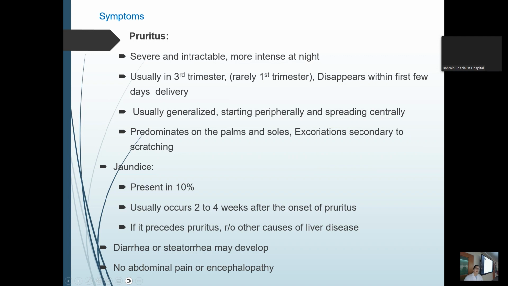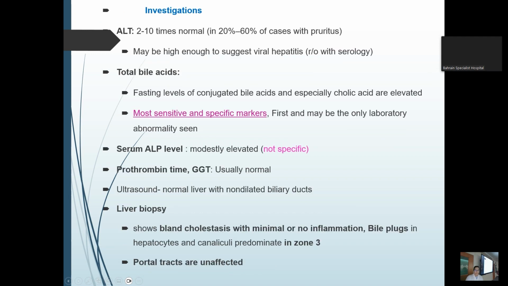So the symptoms are pruritus, severe and intractable, more intense at night. Usually it occurs in the third trimester, rarely in the first trimester, and disappears within the first few days of delivery. Usually it is generalized, starting peripherally and spreading centrally. Predominant on the palms and soles, excoriation secondary to scratching can be seen. Jaundice is present in 10% of patients, usually occurring 2 to 4 weeks after the onset of pruritus. If it precedes pruritus, rule out other causes of liver disease. Diarrhea with steatorrhea may develop, with no abdominal pain or encephalopathy noted.